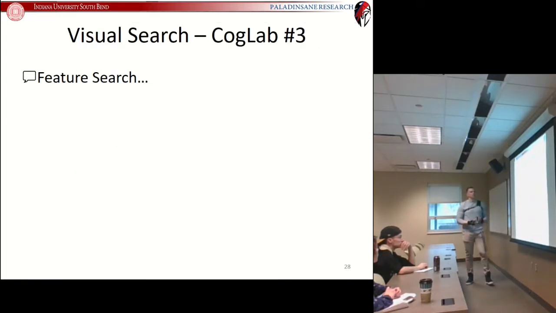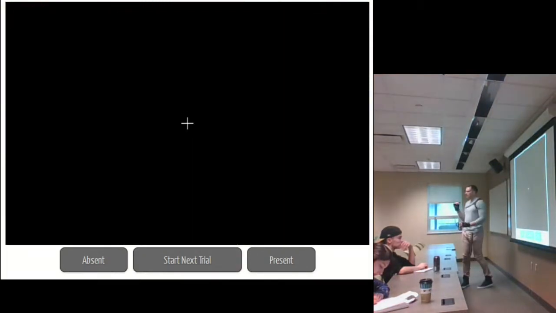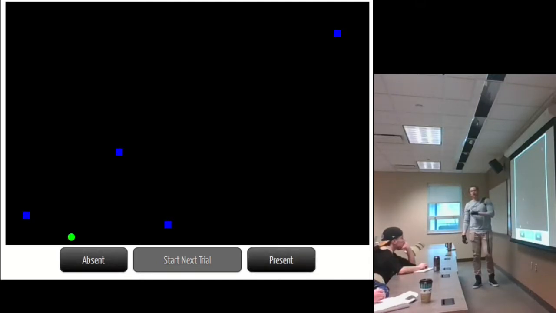All right, so let's take a look at what happened with the feature search. In the feature search, you were looking for a green circle amongst blue squares, and you only needed to find one feature. You could either look for circles or you could look for green. Either strategy would work. Here's an example where the target was present with 4 distractors.